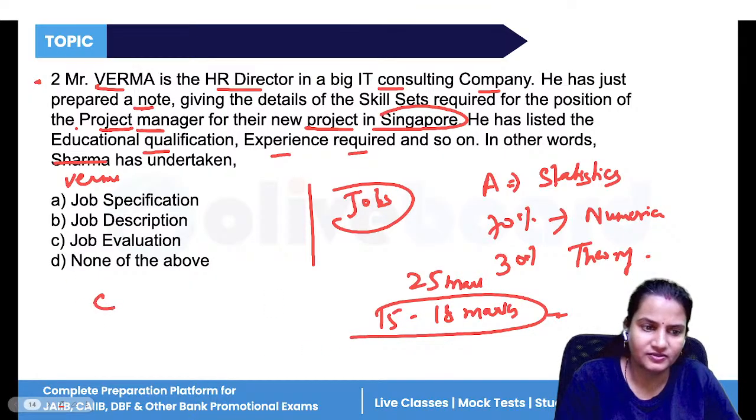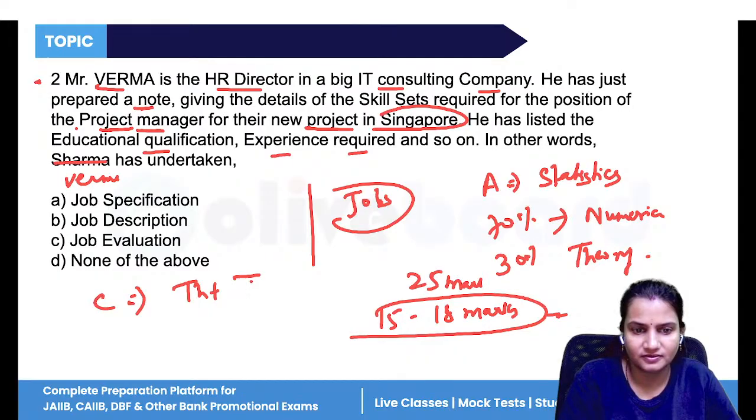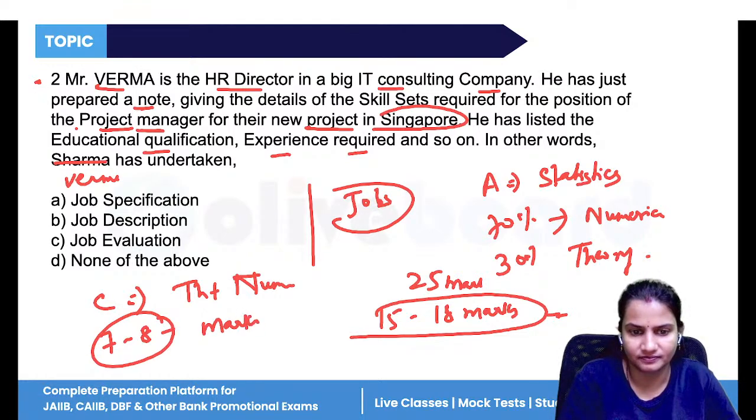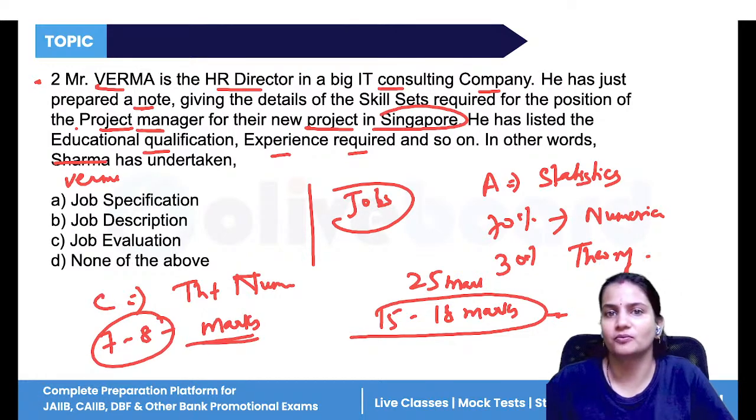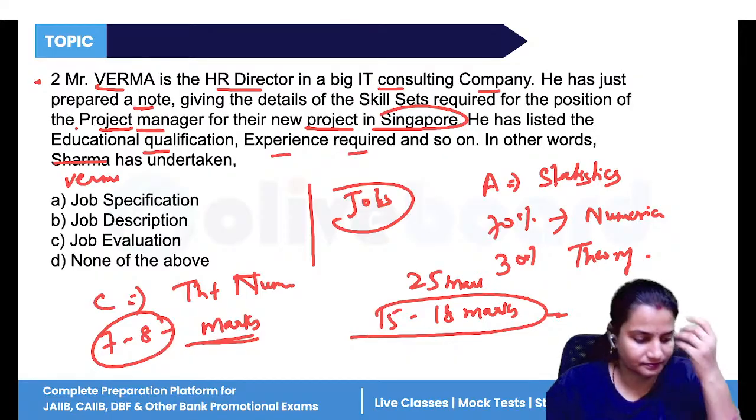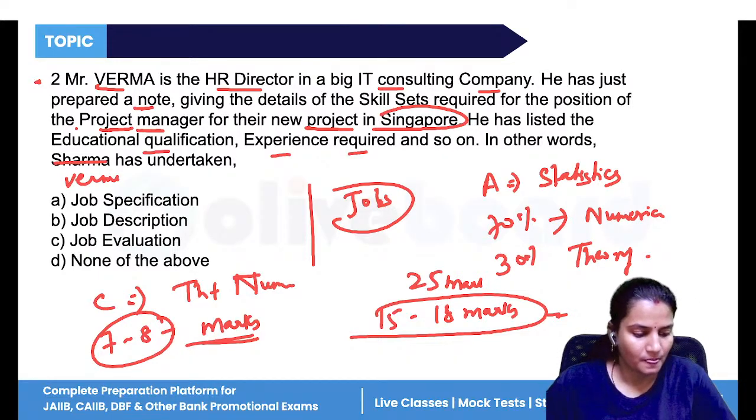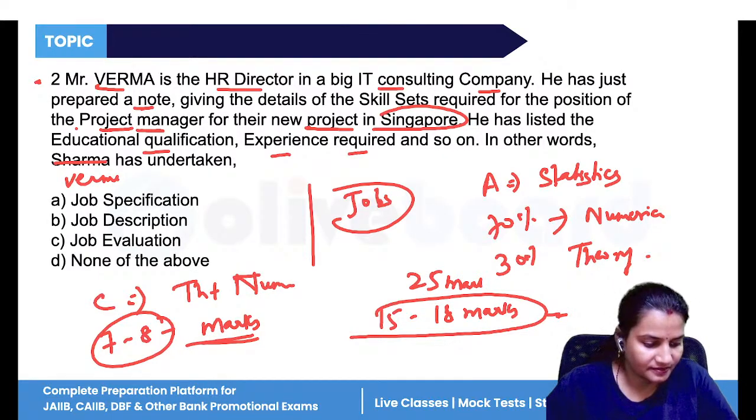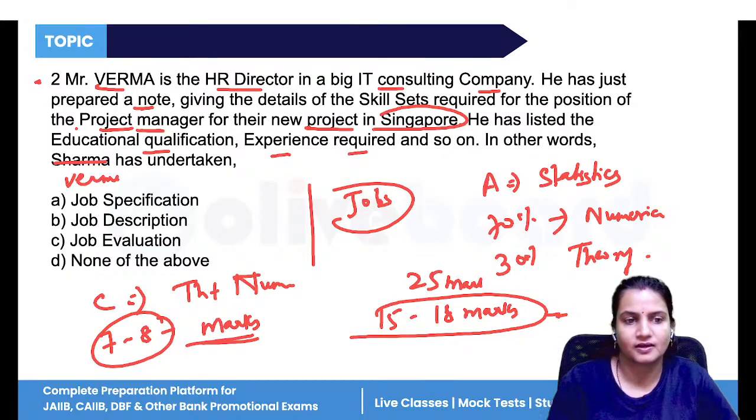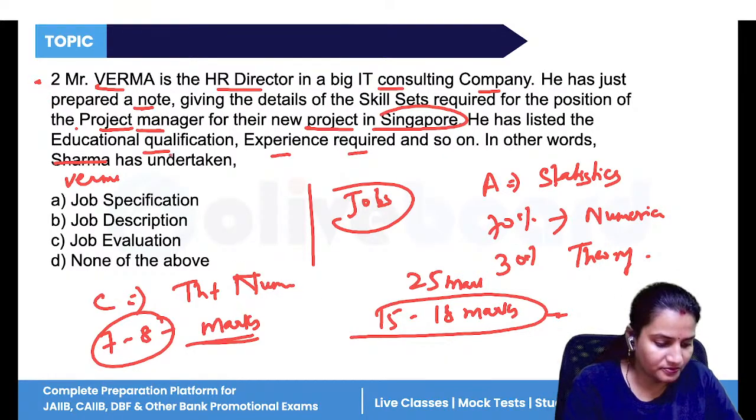And in your module C, that is again a mixture of theory plus numericals. So you can expect about 7 to 8 marks of numerical questions from your module C. Okay, now I hope this is clear to you, the numerical part.